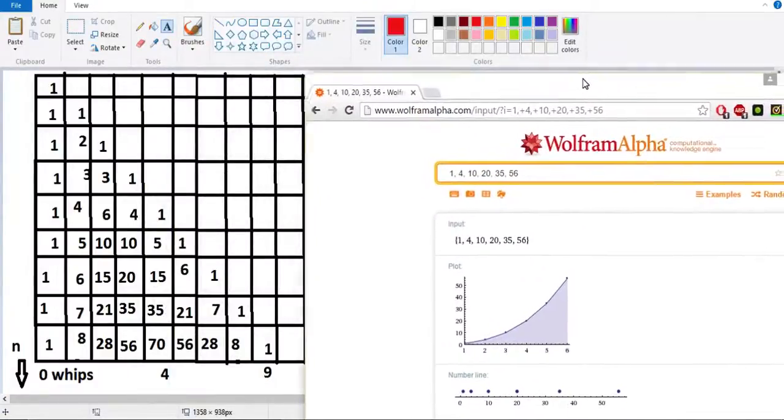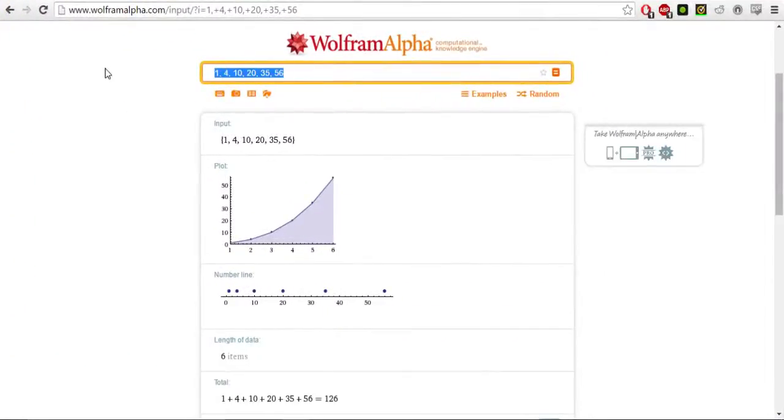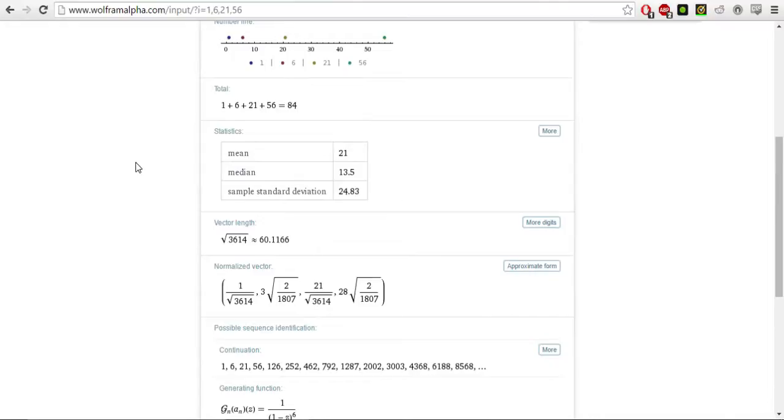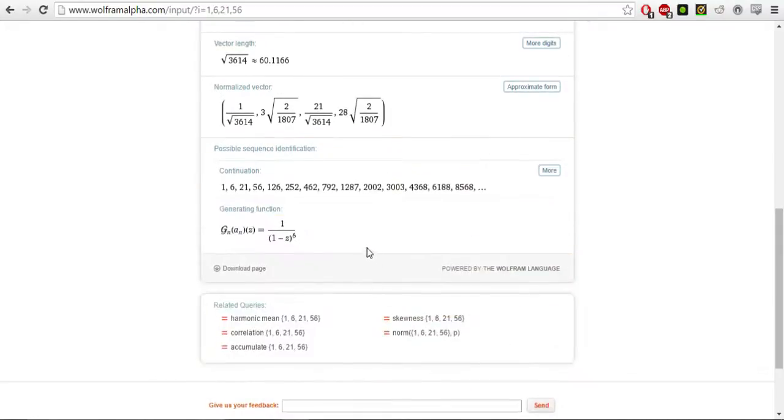Let's say we enter 1, 6, 21, 56. I don't think maybe it doesn't have enough digits. I think it has enough digits, but I'm not sure. Then it would continue like this. Oh, this is actually pretty cool. 2002, 3003. That means there's a 1001 in Pascal's triangle.